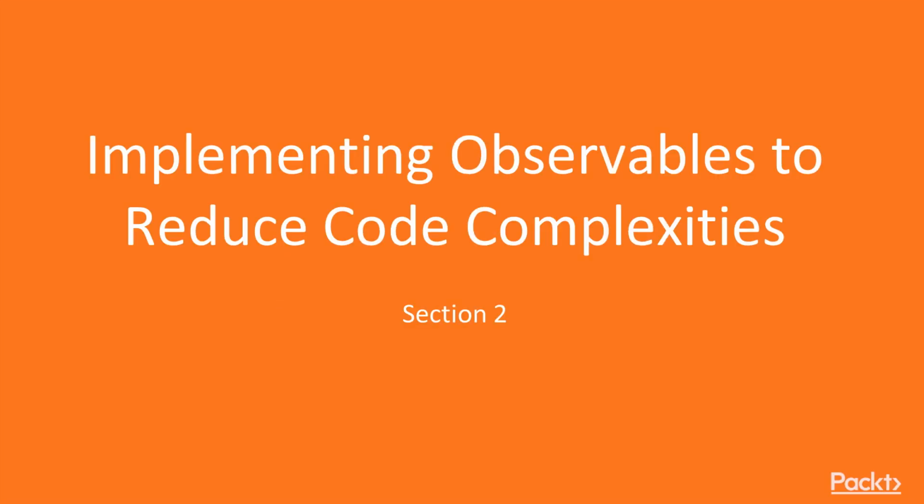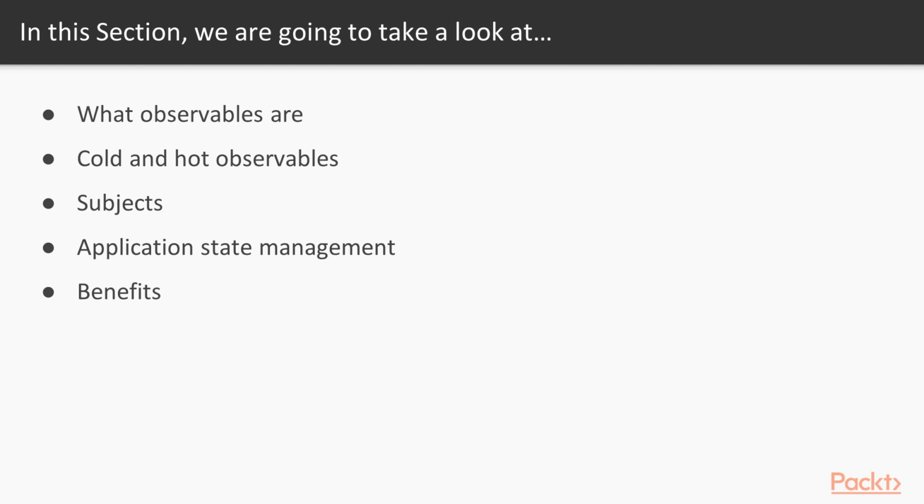Hello, and welcome to Section 2, Implementing Observables to Reduce Code Complexities. In this section, we will find out more about observables and the main ways how to create them for the different use cases. You will learn what cold and hot observables and subjects are for.